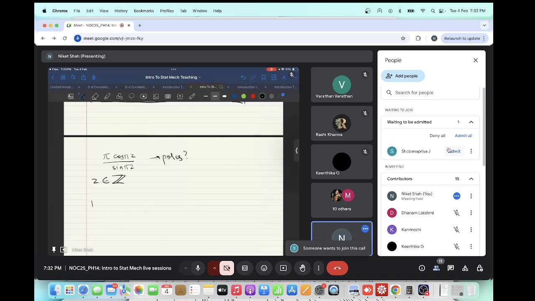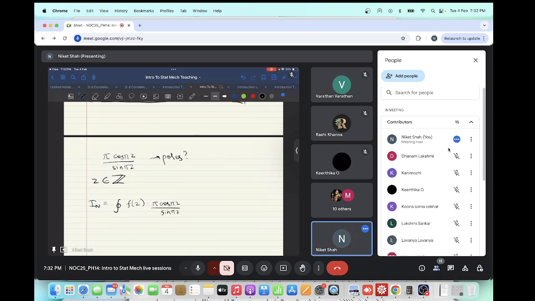So what I'll do is I'll write some contour integral of this form, some f of z multiplied by pi cos pi z upon sine pi z dz. Suppose I have an integral of this form where f of z is some function and it is multiplied by this pi cos pi z upon sine pi z. I multiply these two functions.